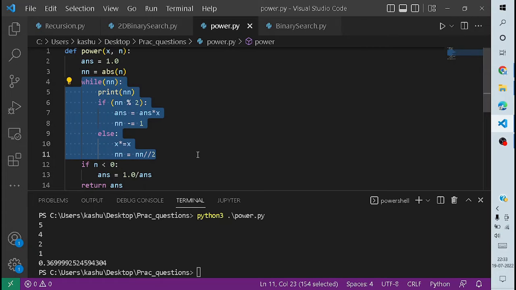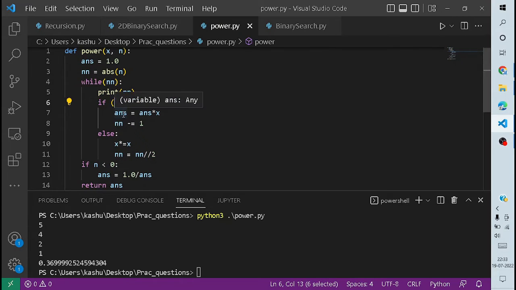This is the main crux of the algorithm. What it does is, if the power is odd, I will multiply the number to the answer once and subtract the power by 1. This makes sense. And if the power is even, then I can multiply the number with itself and reduce the power by dividing it by 2.